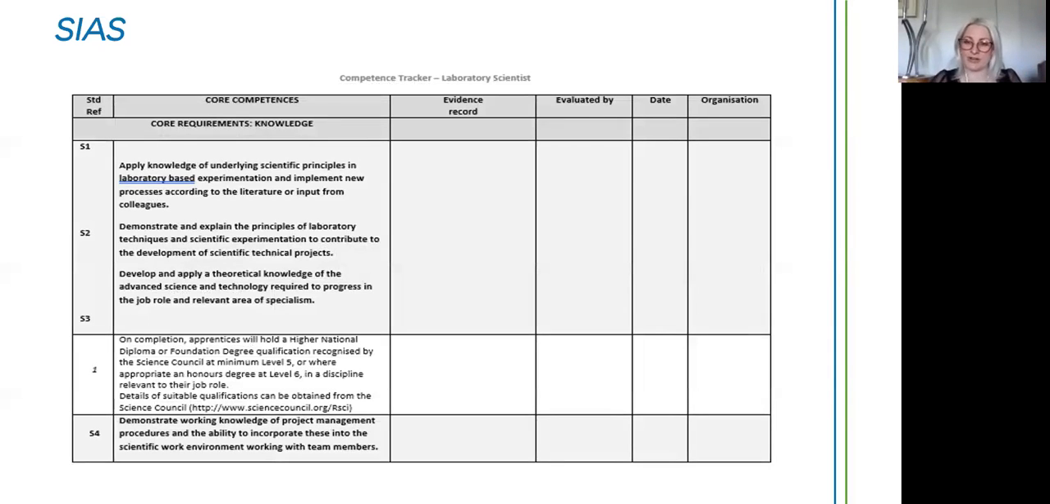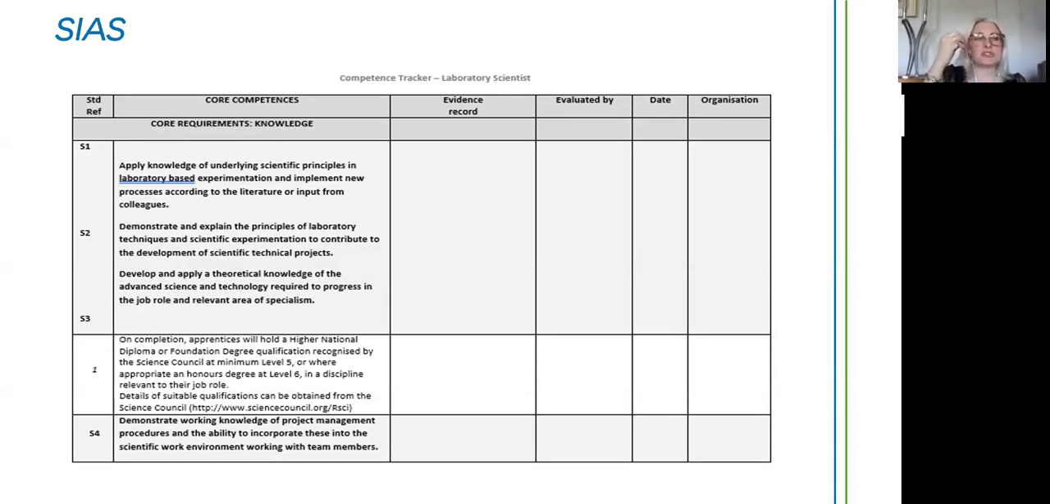How will that be covered? The subsequent columns beyond that are exactly the same in the competency tracker as they are in the cell. So we've got an evidence record. Well, where is the signpost to the evidence to say that your apprentice can apply knowledge of underlying scientific principles? Okay, and it might be that actually it's taken straight from their foundation degree or HND. Well, where have we recorded that? Well, we're using a OneFile portfolio, or OneFile platform actually. So that's what you would write in there, okay?